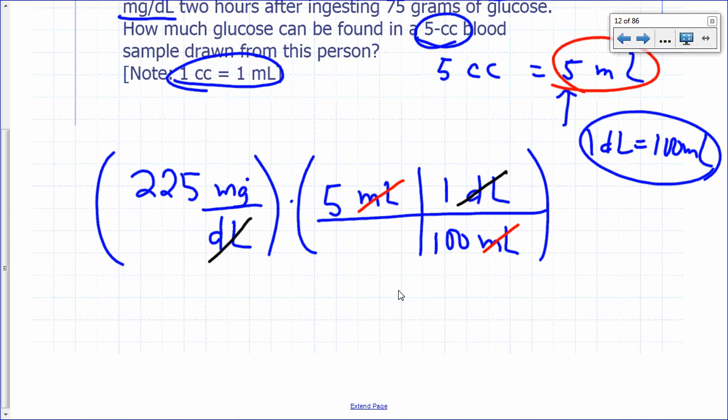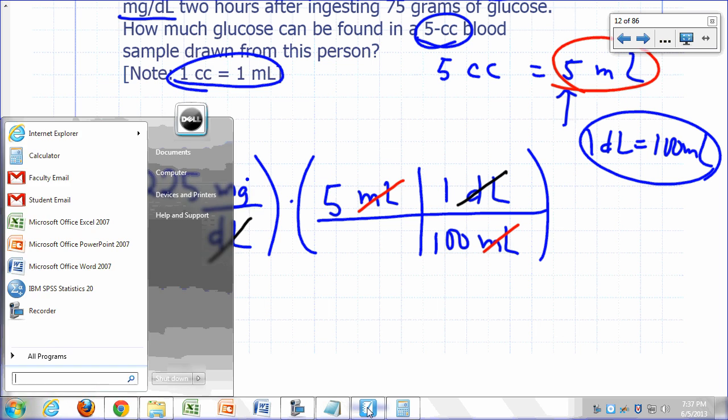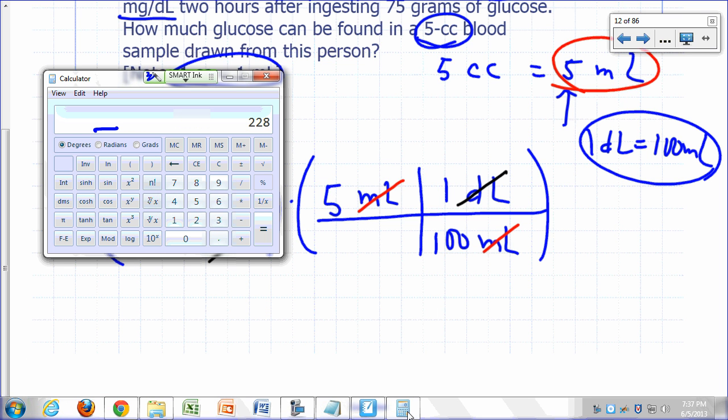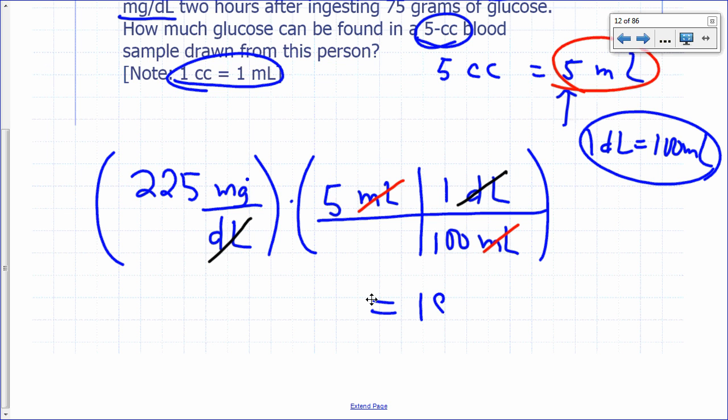That would be 225 times 5 divided by 100. That gives you 18 milligrams. Okay?